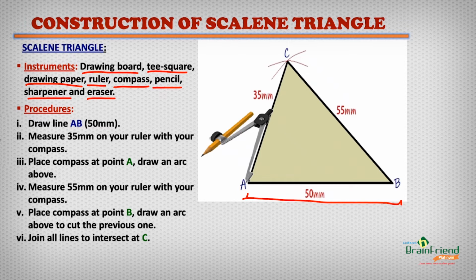2. Measure 35 mm on your ruler with your compass. 3. Place compass at point A. Draw an arc above. 4. Measure 55 mm on your ruler with your compass. 5. Place compass at point B. Draw an arc above. And lastly, join all lines at A and B to intersect at C.